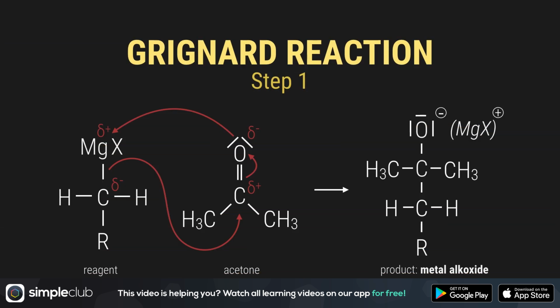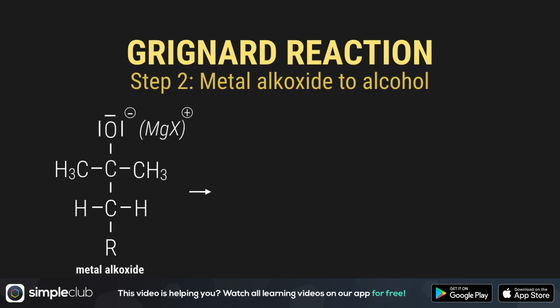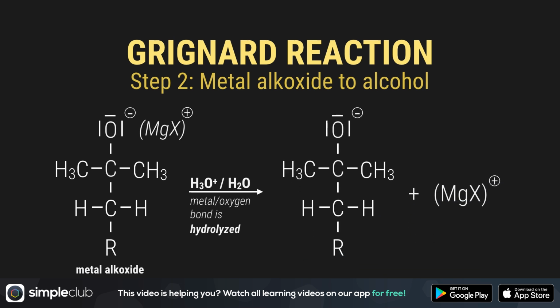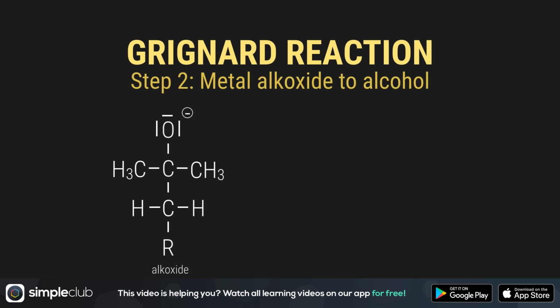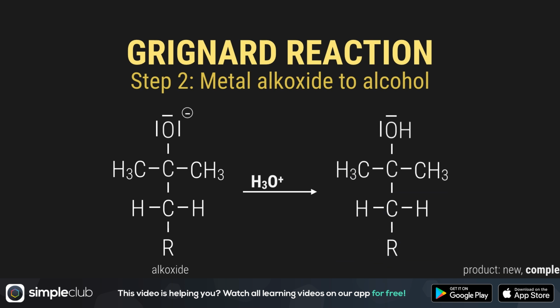So, what happens next? Well, we add a little bit of dilute acid to our metal alkoxide, which hydrolyzes the metal-oxygen bond. In English, that means the magnesium and the halogen are chemically separated from the oxygen by water and H3O+ ions. Both of them are released into the solvent as ions. The remaining alkoxide, this bit right here, without any metal, now gets an H+ from the acidic solvent. And there you go, a new tertiary alcohol.